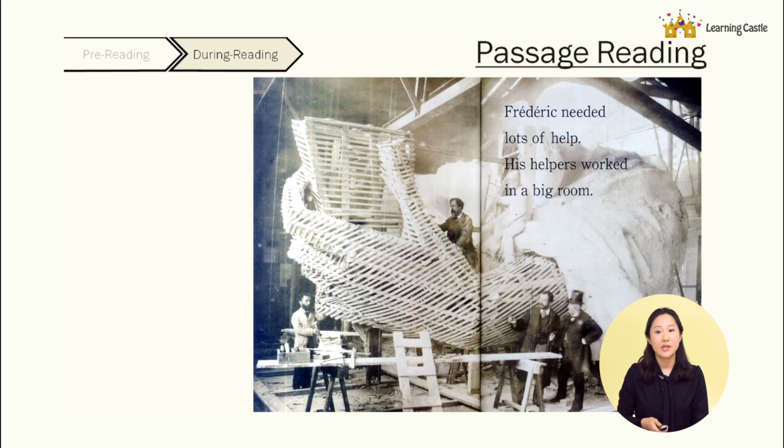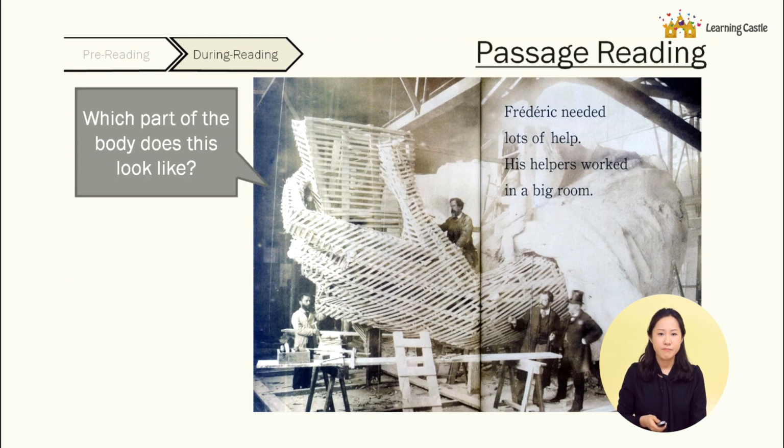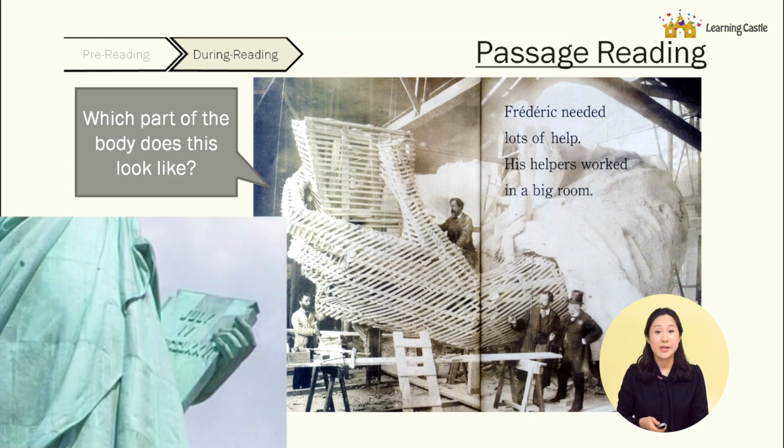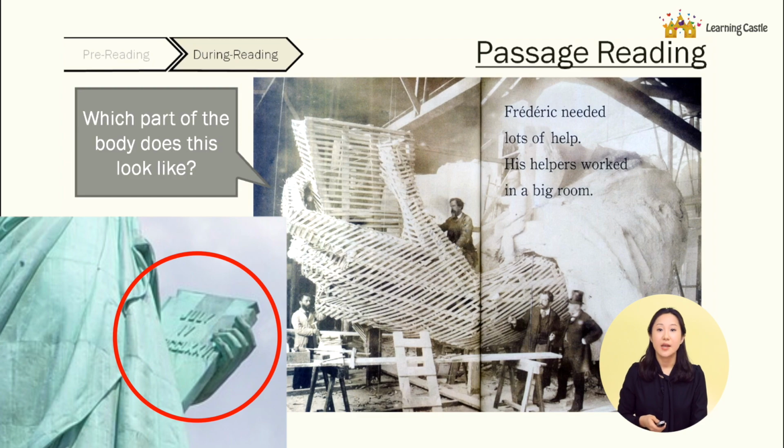Frederick needed lots of help. His helpers worked in a big room. And here we have a real picture in the background. So you can say, which part of the body does this look like? I think I see something rectangular. I see some fingers. Is that the hand holding the torch? Well, that doesn't look like a torch. Well, maybe it's the left hand holding the book. And you can have them become engaged and keep them engaged, because students tend to lose interest or get easily distracted. But these are things that will interest the students.